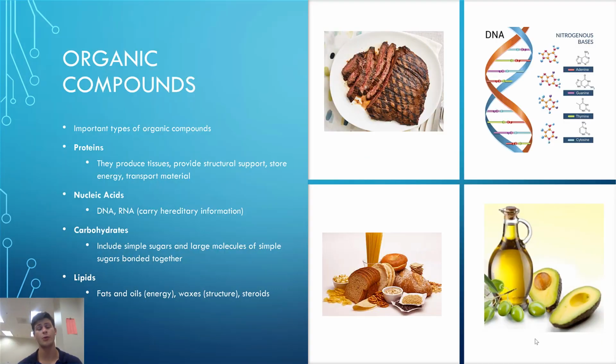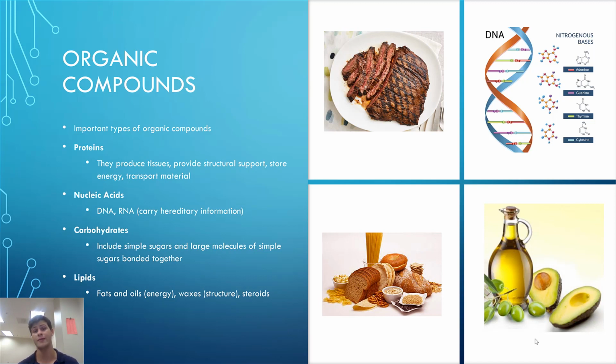And organic compounds compose a lot of the things that we really, really need in order to survive. There are several different types that we're going to touch on right now. First are things like proteins. Proteins are organic compounds which produce tissues. They provide structural support. They're the things we need to build muscles and get strong. In addition, they also store energy and they transport different materials. So proteins are really, really important types of organic compounds that we need to survive.